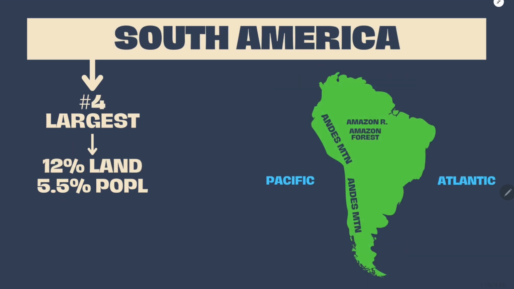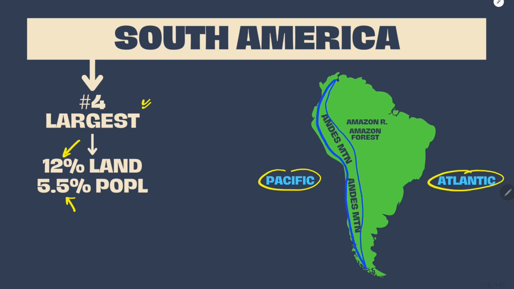Then we saw South America. South America is the 4th largest continent, covering around 12% of the world's land area and is home to around 5.5% of the world's population. It is surrounded by the Pacific Ocean to the west and the Atlantic Ocean to the east. Important features that we saw were the Andes Mountains, the Amazon River, and the Amazon Forest.